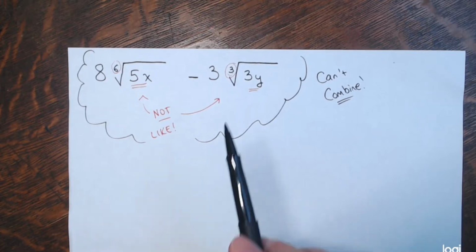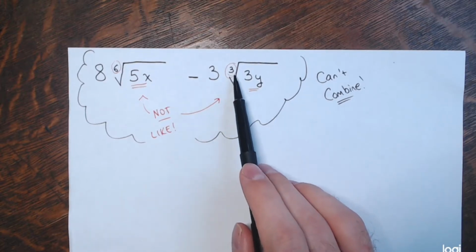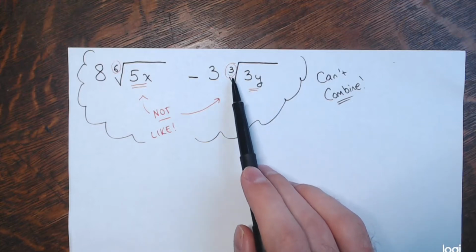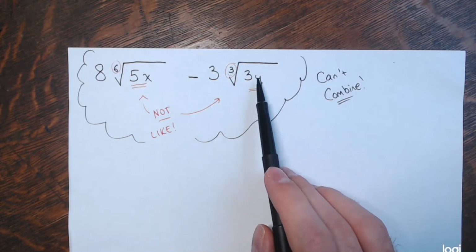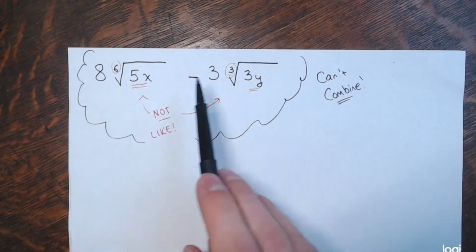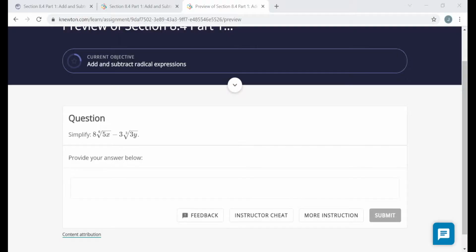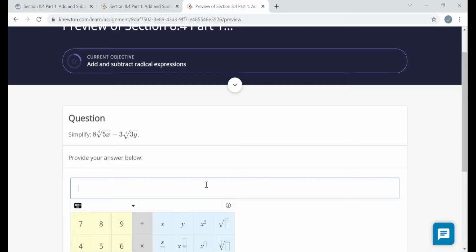Now you could use the fact that cube root is to the 1/3 power and then change this to the 6th root of 9y squared and say, oh, they're both 6th roots now, but then the radicands wouldn't be the same. I can't see any way to make these like radicals, to give these terms the same index and the same radicand. So back in the assignment, I'm just going to simply enter what they gave me.